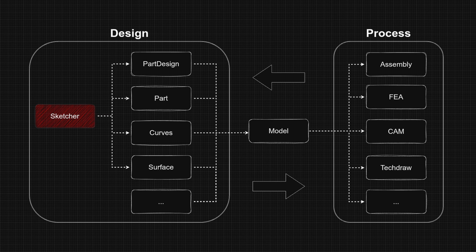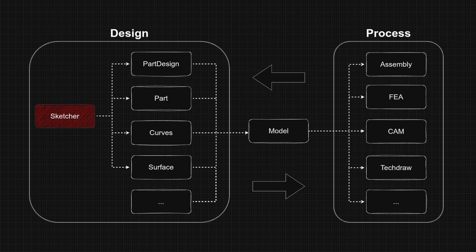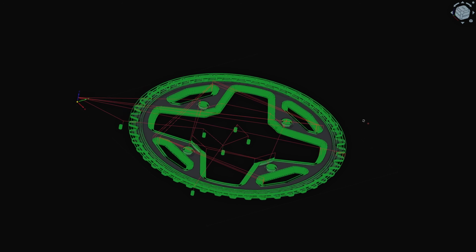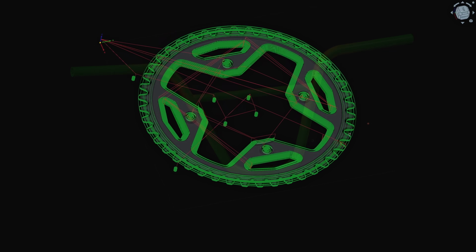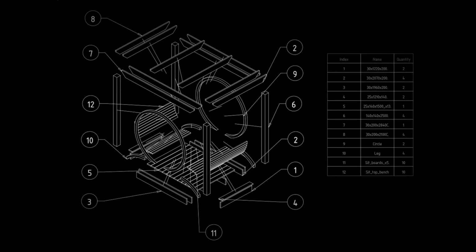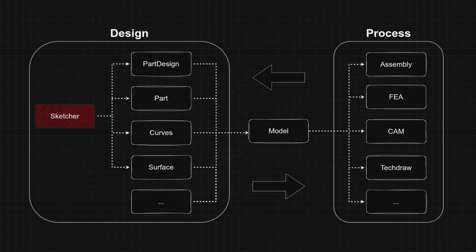To design your model, 90% of the time you will use the sketcher, PartDesign and part workbenches. The other ones, such as curves or surface, are used for more complex modeling. Once you have finished your model, you can use it in a process workbench, such as CAM if you want to generate G-code for a CNC machine, FEA for mechanical or thermal analysis, or TechDraw if you want to create technical drawings. The real beauty of this workflow is its parametric nature.